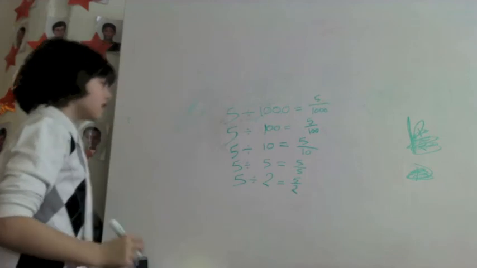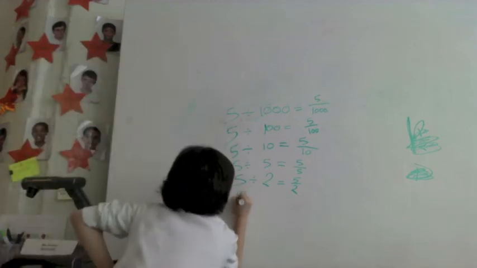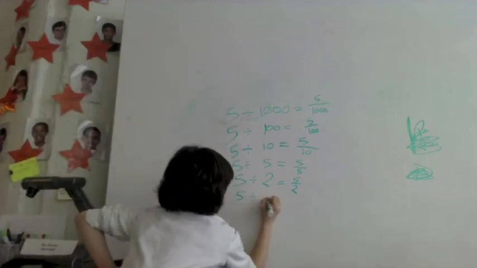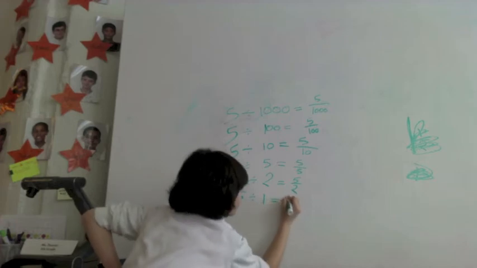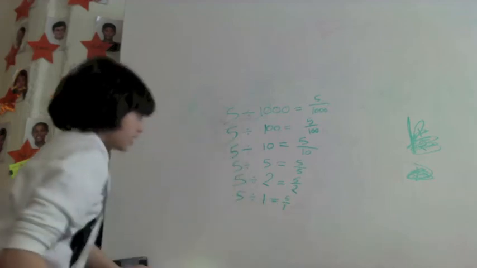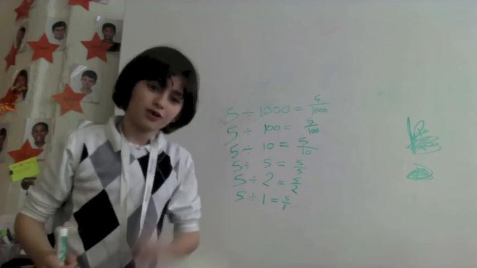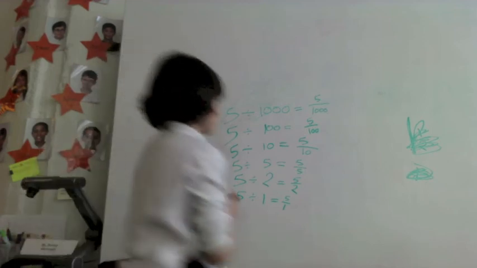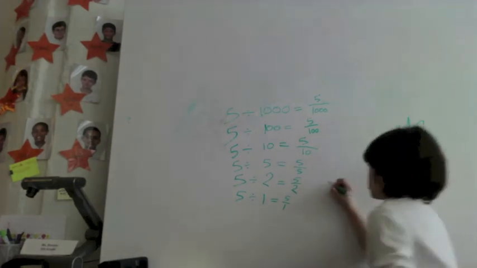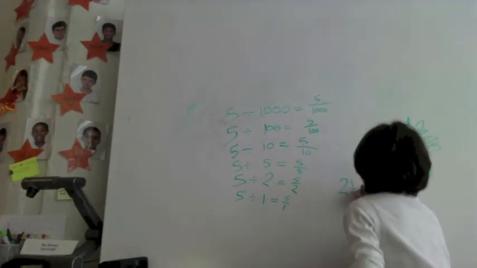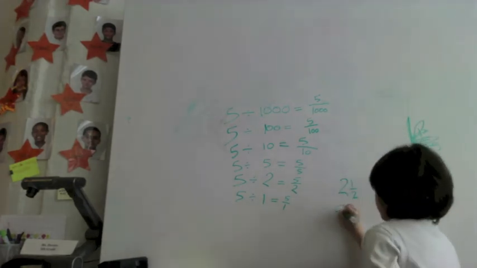And finally, let's do 5 divided by 1, which equals 5 over 1. And so for some of these improper fractions, we're going to have to figure out what their values are. So 5 over 2 is 2.5. And 5 over 1, it's 5.